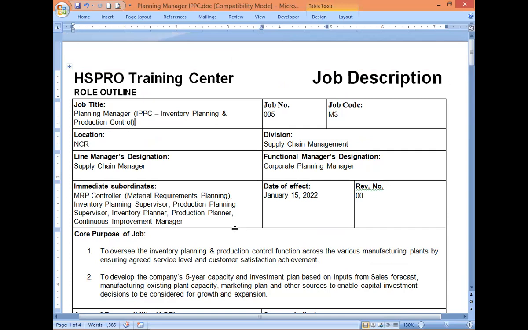And I hope you would do your own practice on your own time, and do the practice of writing some job descriptions for managerial positions.